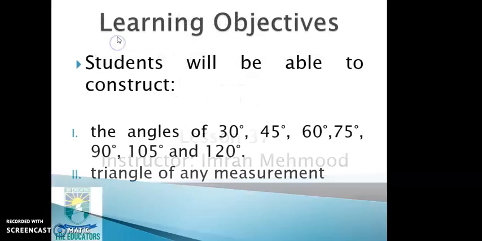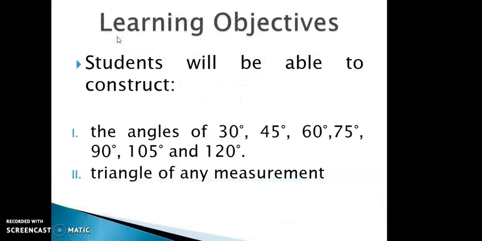So coming to the learning objective, by the end of this lesson, you will be able to construct different angles like 30 degree, 45 degree, 60 degree, 75, 90, 105 and 120 degree. And also you will be able to construct a triangle of any measurement.